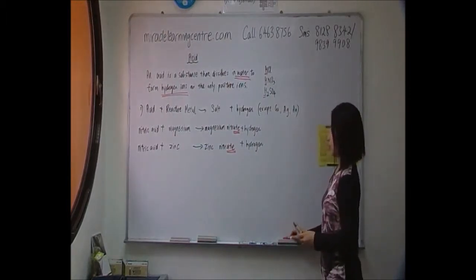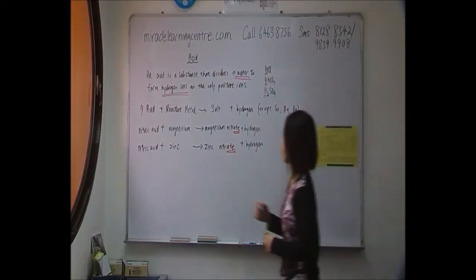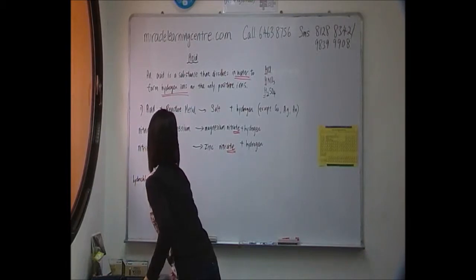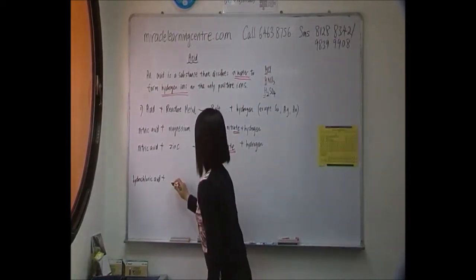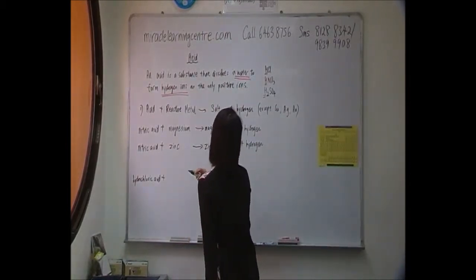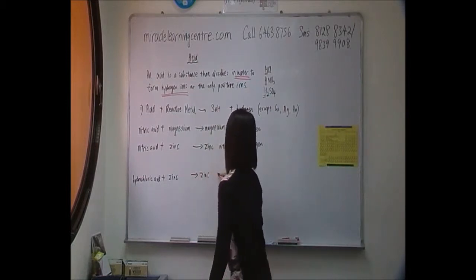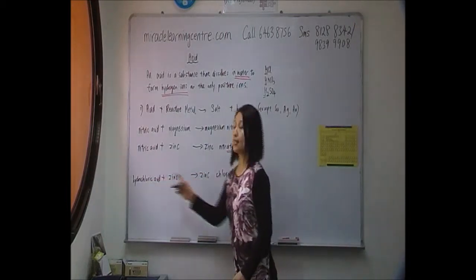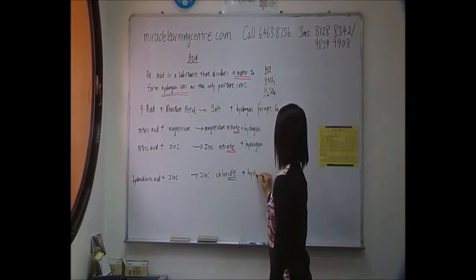How about if it's with hydrochloric acid, what is the salt formed? Hydrochloric acid reacting with, let's use zinc again. We will get zinc chloride. When you use hydrochloric acid, the salt ends with IDE, chloride, and hydrogen.